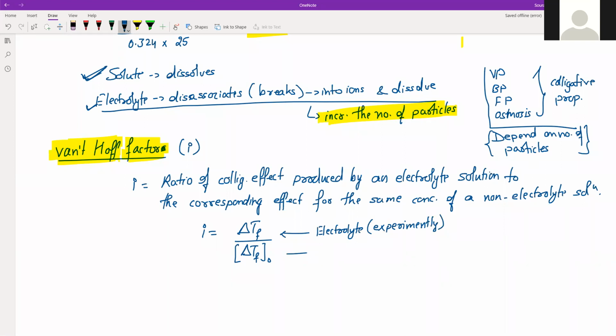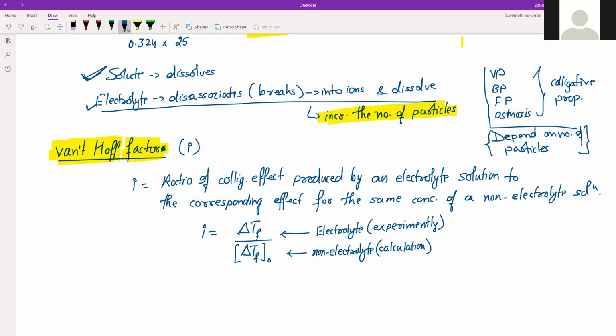But this delta TF naught is the theoretical value, right? It is calculated for a non-electrolyte of equal concentration, using the formula which we have seen earlier. This is the difference between delta TF naught and delta TF. Our calculation will give us the value delta TF naught, but the actual value of delta TF will be different.